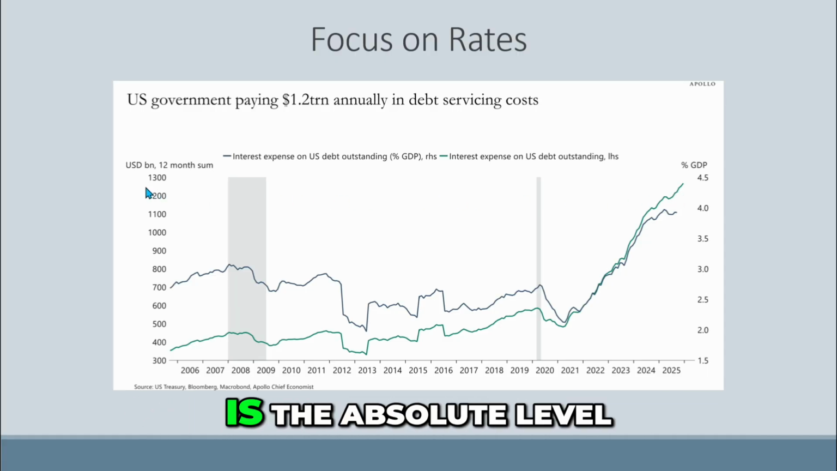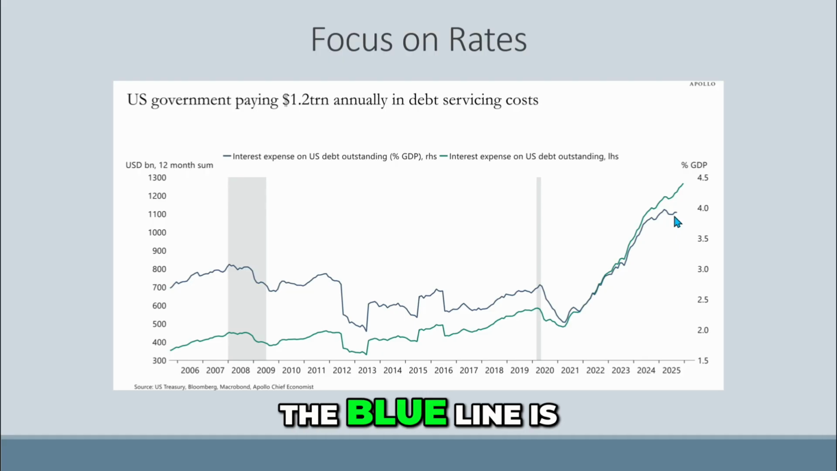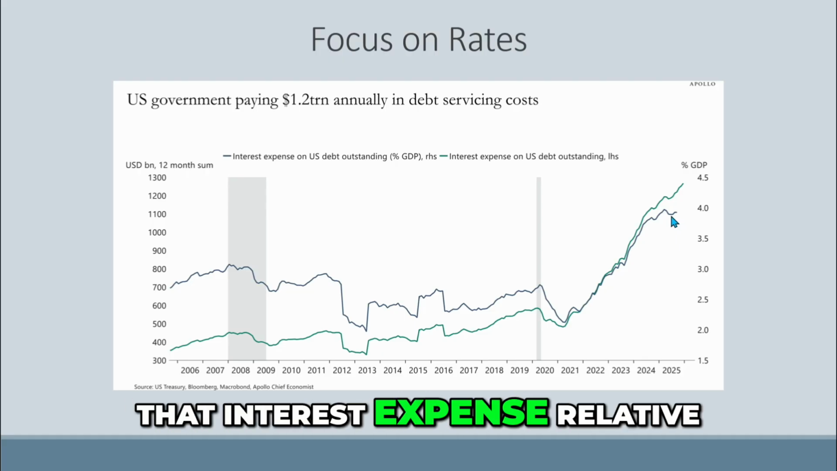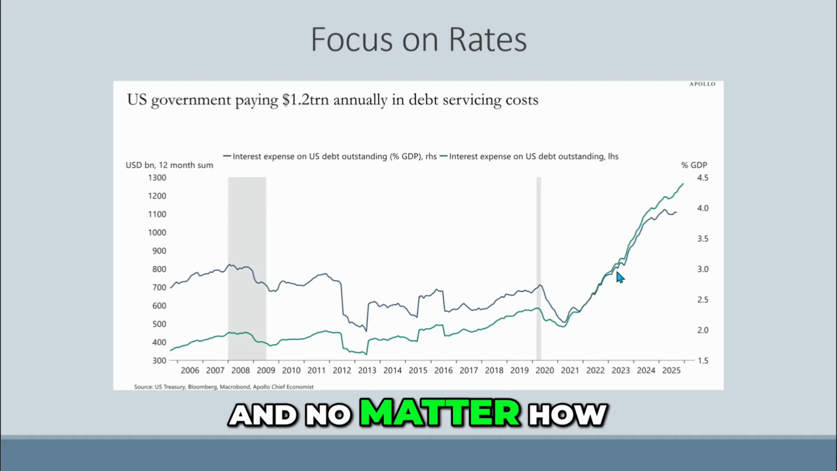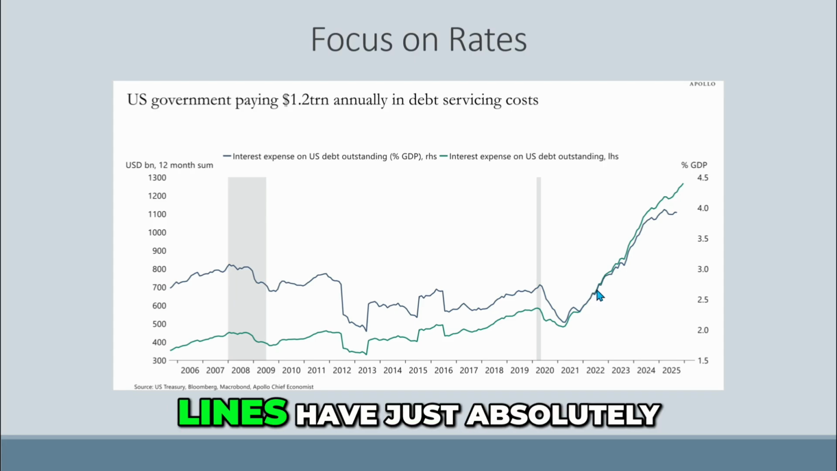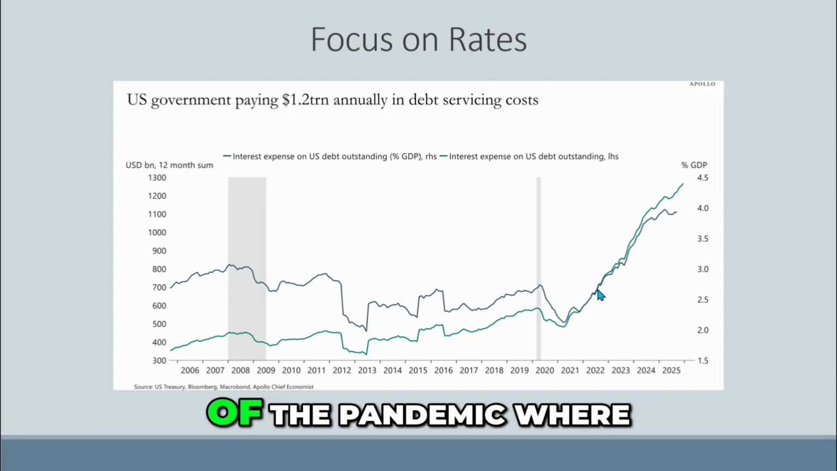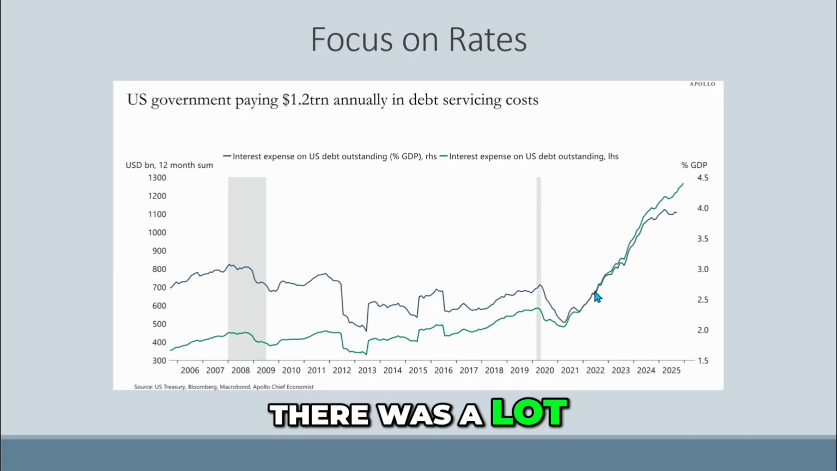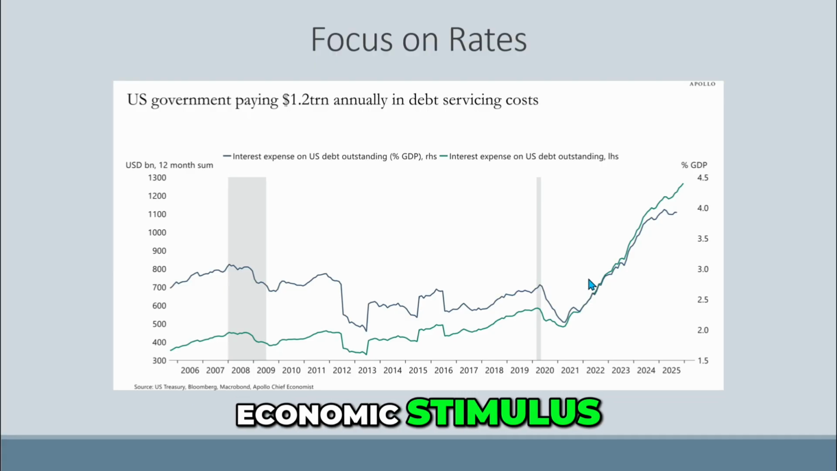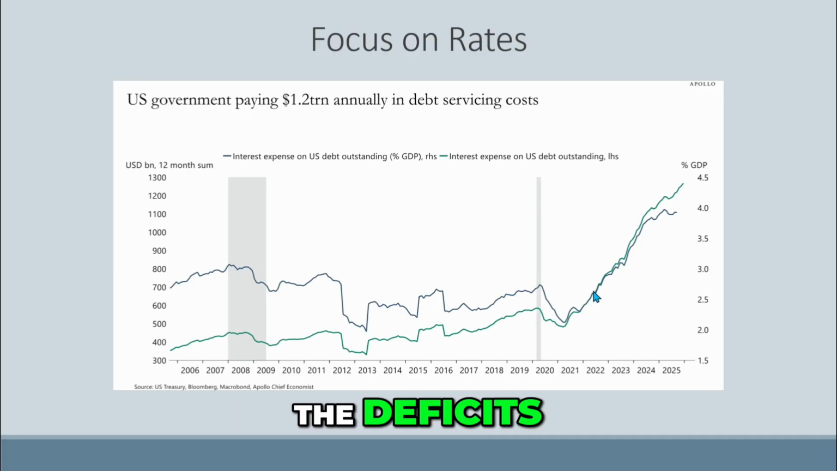Debt corresponding to scale over here. So this is the absolute level. The blue line is that interest expense relative to GDP. And no matter how you want to measure it, you can see both lines have just absolutely exploded higher since about 2022. This was coming out of the pandemic, where there was a lot of borrowing to fund economic stimulus, and the deficits have not stopped.